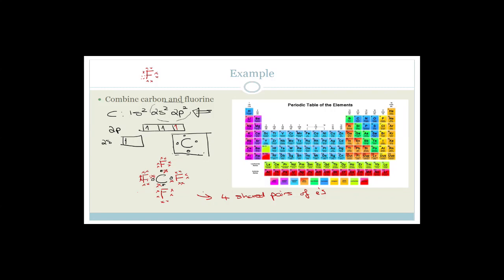And they're all covalently bonded. So that they are covalently bonded. And that is what's happening. And this is written as CF4, and it's called carbon tetrafluoride.